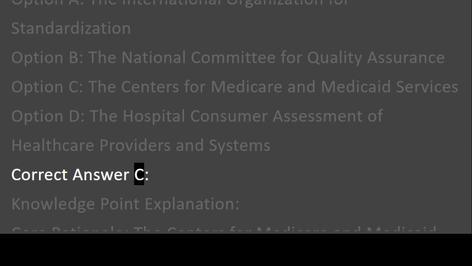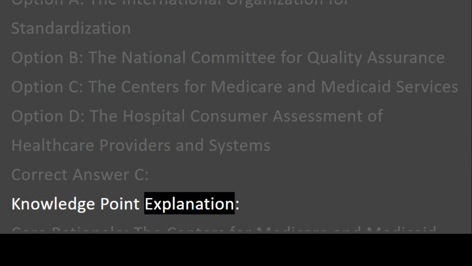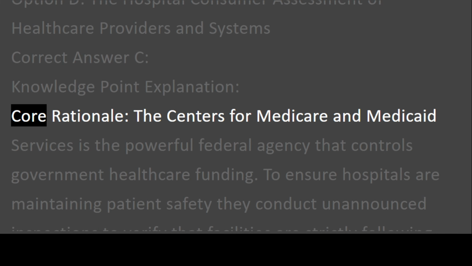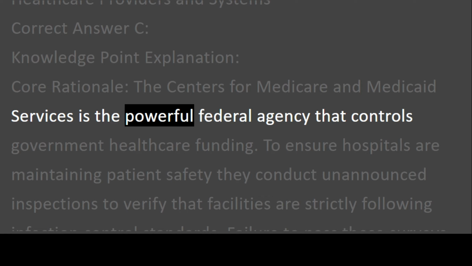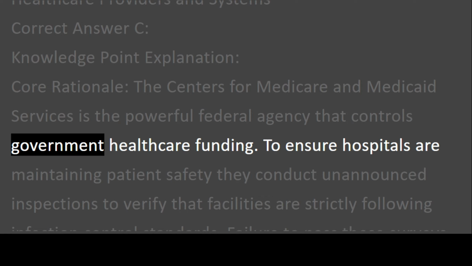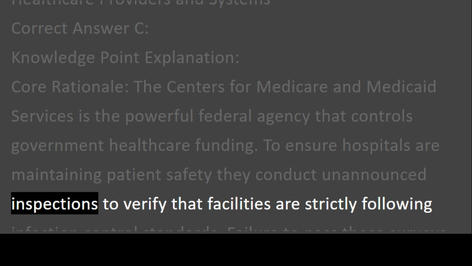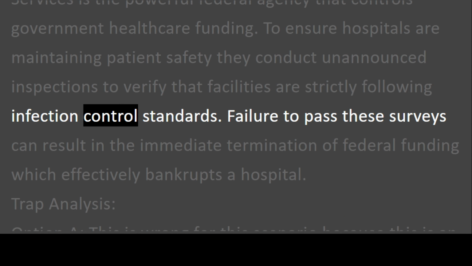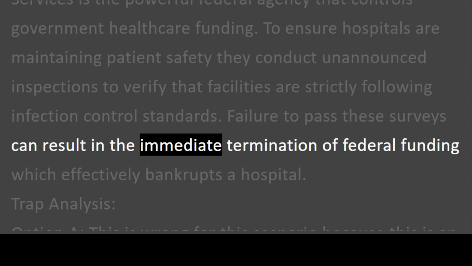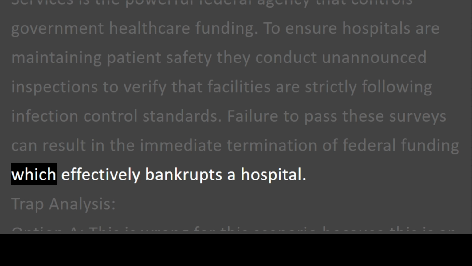Correct answer C. Knowledge point explanation. Core Rationale. The Centers for Medicare and Medicaid Services is the powerful federal agency that controls government healthcare funding. To ensure hospitals are maintaining patient safety, they conduct unannounced inspections to verify that facilities are strictly following infection control standards. Failure to pass these surveys can result in the immediate termination of federal funding, which effectively bankrupts a hospital.